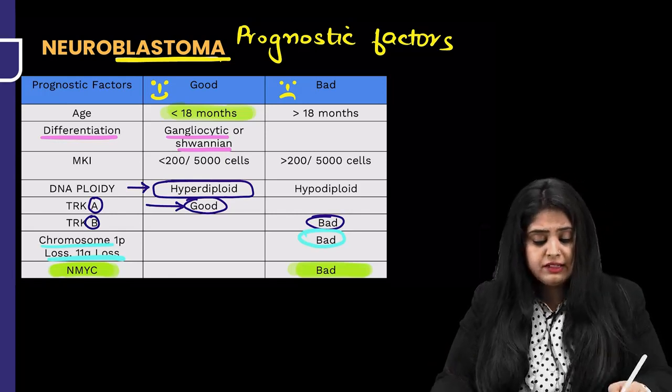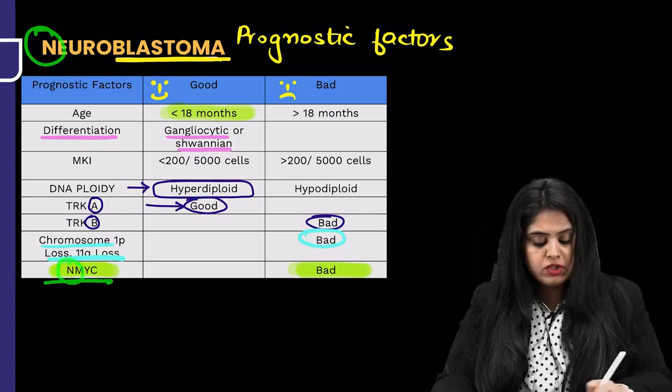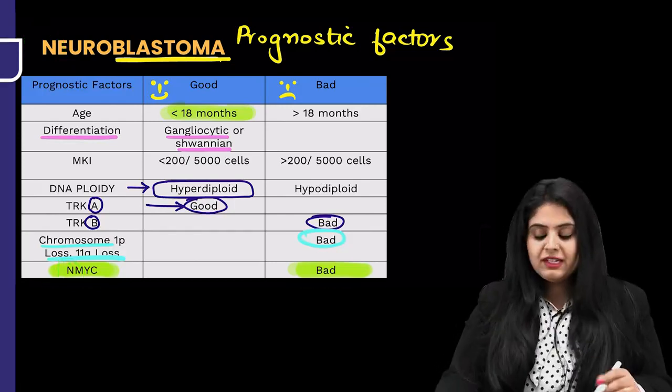Now, the only thing is N for N. It shows you N-MYC mutation. N-MYC mutation is said to be bad. So, one thing is done.